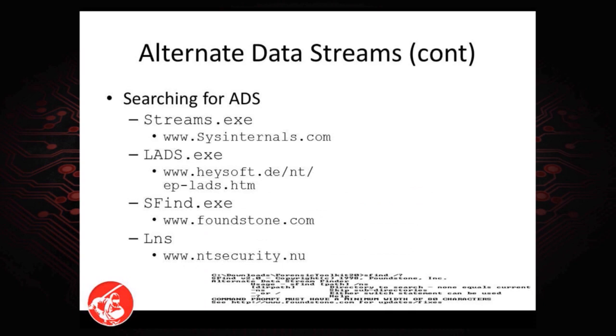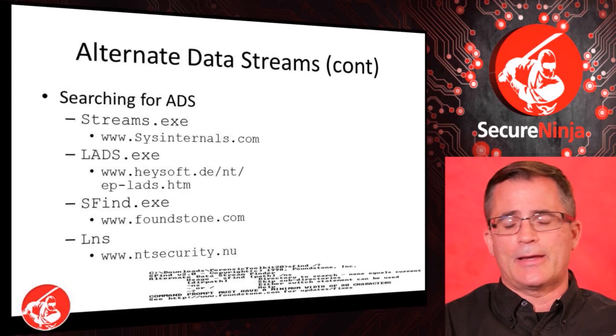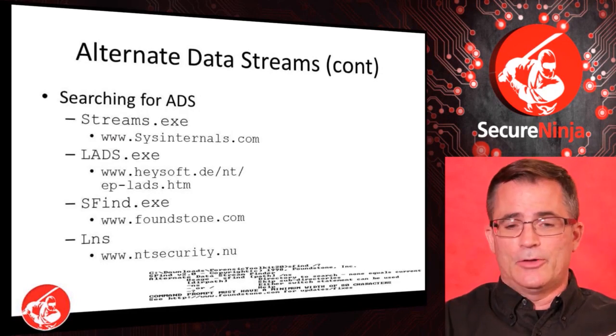So how do we find these things? Well, unfortunately, you've got to get a third-party tool and you've got to search. We've got Streams, we've got LADS, we've got SFind, we've got LNS. All these are tools to look for alternate data streams, because there is no inherent Microsoft tool for detecting alternate data streams, unless you install patches and that type of thing.